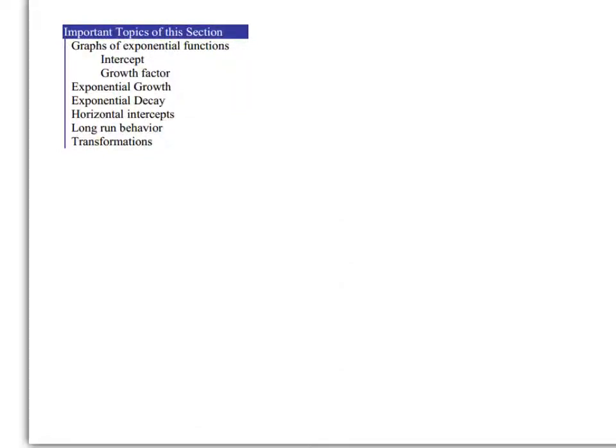So this is from Lippman section 4.2. Quick little overview of what's going on here. And these are the big ideas that I'm hoping you're going to walk away from this section with. We're going to review, make sure you understand exponential growth and decay and long-run behavior again. Similar concepts, just applied to the exponential functions.